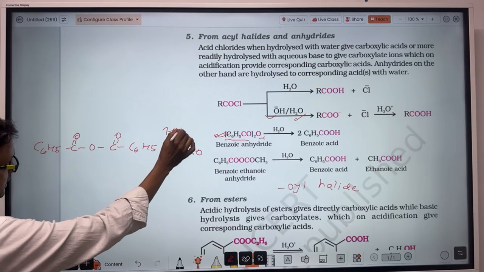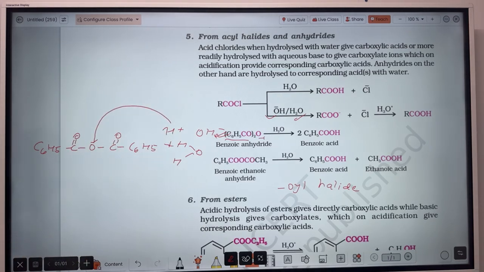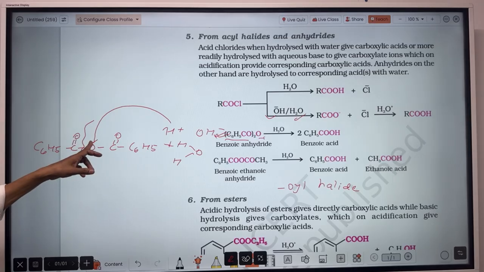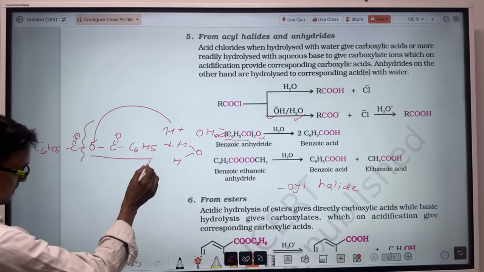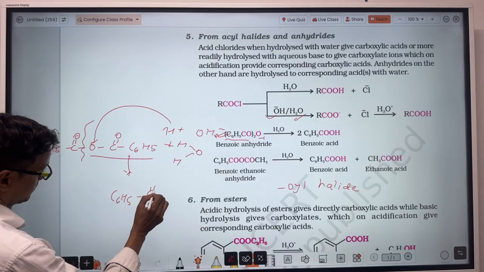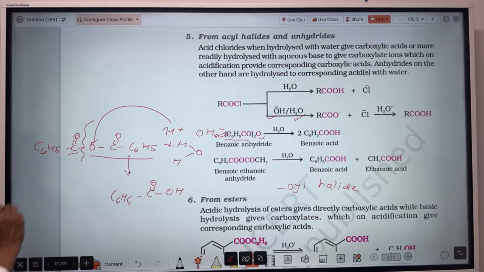You already know water gives H plus and OH minus ions. H plus will go to this oxygen. So if the bond dissociates from here, the hydrogen will remain bonded to this compound, and this structure will be benzoic acid. The valency of this acyl carbon atom becomes destabilized, and it is the positive part. So hydrogen cannot bond to this carbon. Only OH minus can be bonded to this carbon.